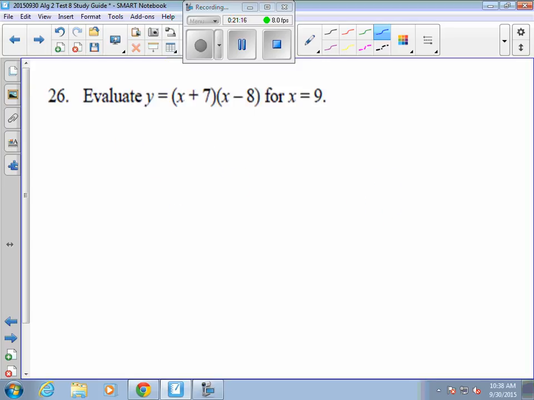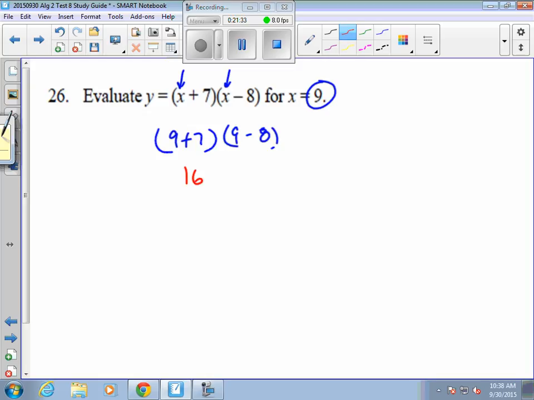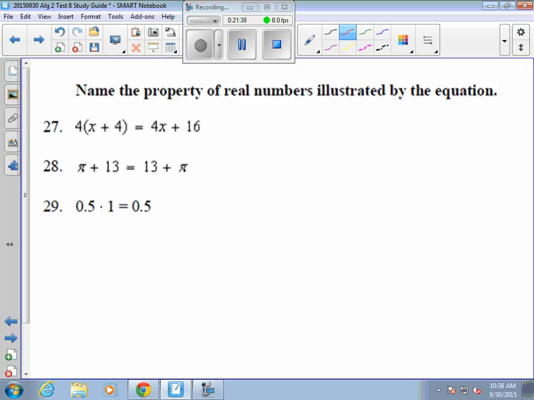26 says to evaluate x plus 7 times x minus 8 for x is equal to 9. That means in place of x, we're going to dump in or sub in 9 plus 7 and 9 minus 8. Both of those are inside of parentheses. So before you do the multiplication, you have to do 9 plus 7, which is 16, times 9 minus 8, which is 1. 16 is your simplified version when you evaluate x equals 9.